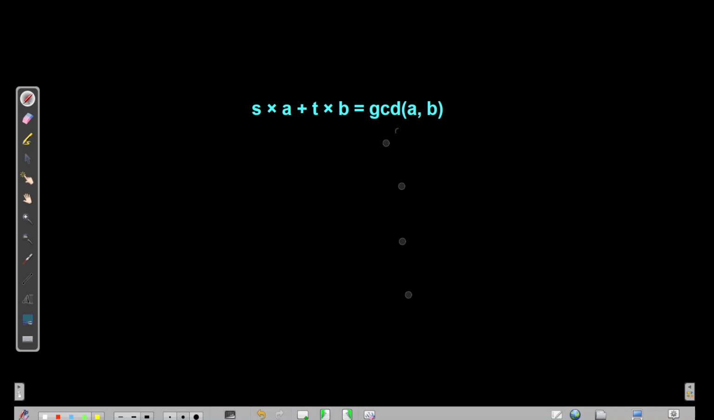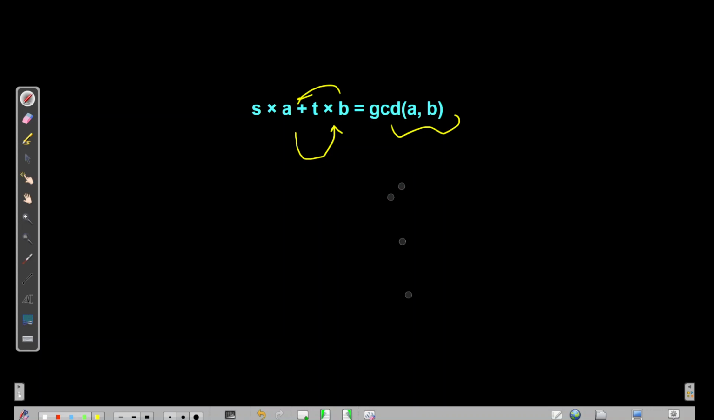Here it is used for multiple purposes. One is to find the GCD of A, B. Another is to find A as the inverse of B or B as the inverse of A. So these are the two purposes of extended Euclid's algorithm.